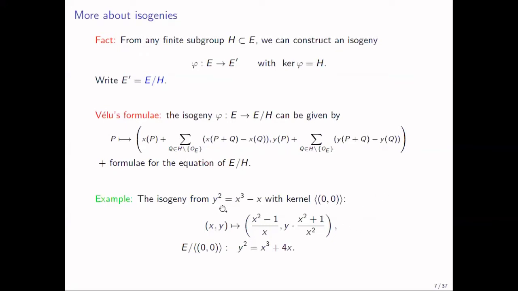Here we have the elliptic curve given by y squared equals x cubed minus x, and here you have the point (0, 0). It generates some subgroup. If you want to figure out the curve E mod this subgroup, using Vélu's formulas, this is exactly what you get. The isogeny is given just by sending x and y to these very simple expressions, and the equation of the target curve is y squared equals x cubed plus 4x. So you can think of Vélu's formulas just as a tool: if I have a description of the kernel, I can compute the isogeny.